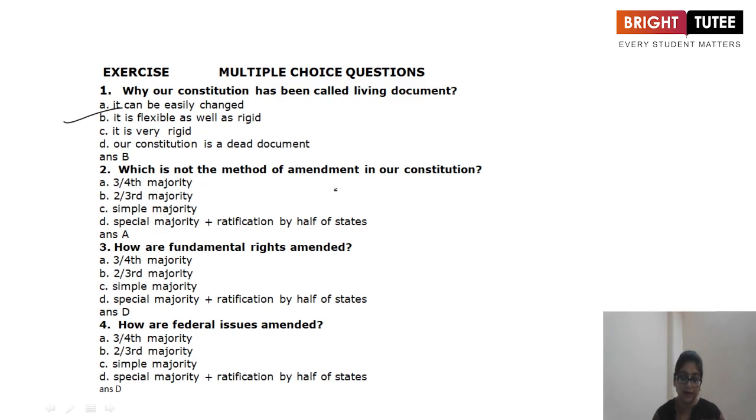Which is not the method of amendment in our constitution? It is answer number A, three-fourths majority. And how are fundamental rights amended? These fundamental rights are amended by special majority plus ratification by half of the states. And how are federal issues amended? It is special majority and ratification by half of the states.